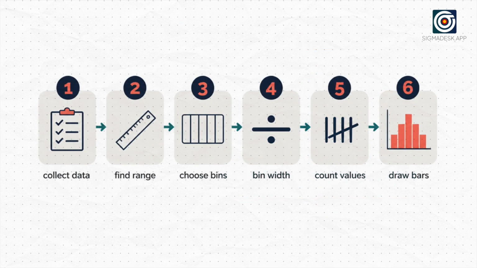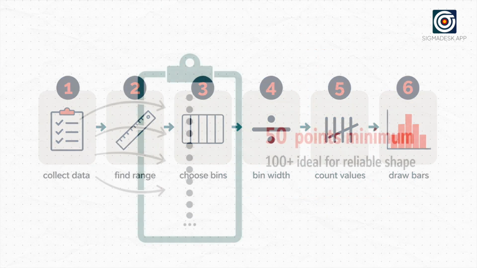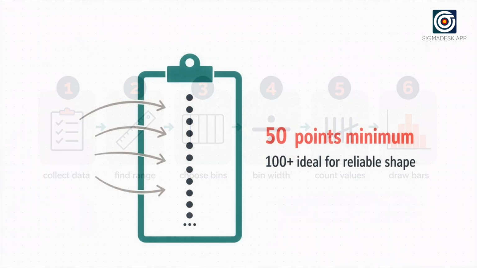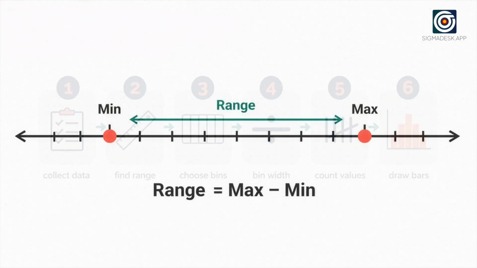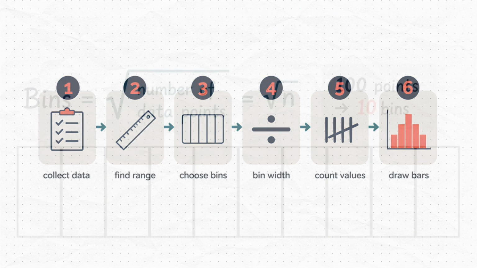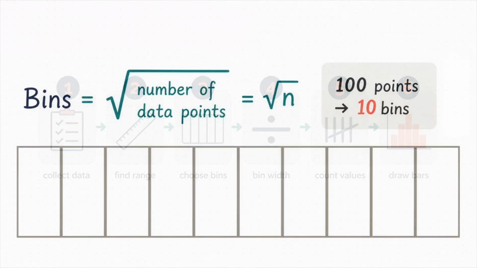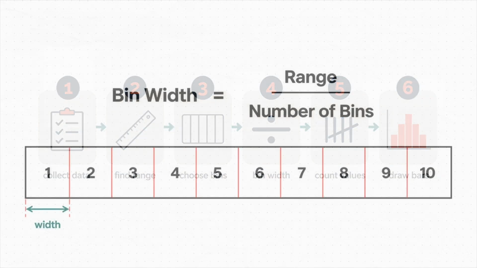Step 1. Collect your data. You typically want at least 50 data points and ideally 100 or more for the shape to be meaningful. Step 2. Find the range by subtracting the smallest value from the largest value. Step 3. Decide how many bins to use. A common rule is to take the square root of the number of data points. So for 100 measurements, you would use about 10 bins. Step 4. Calculate the bin width by dividing the range by the number of bins.